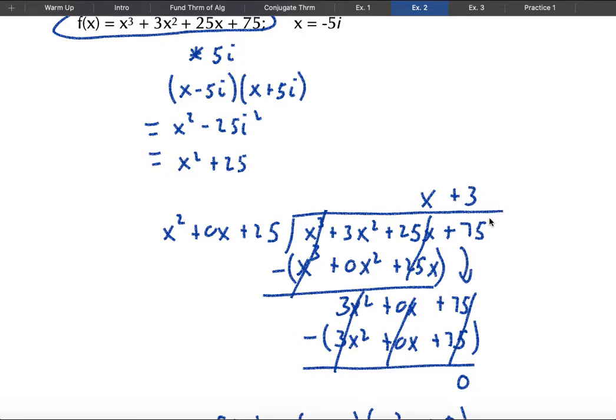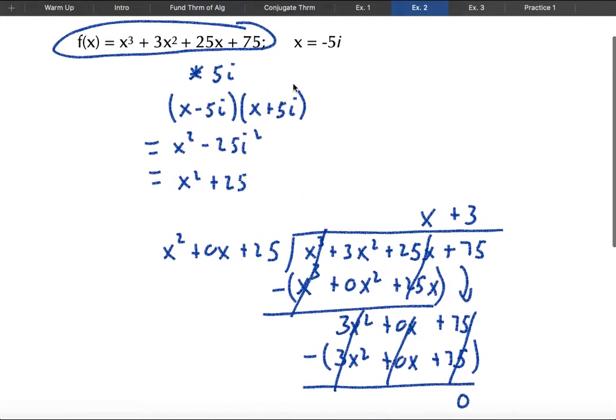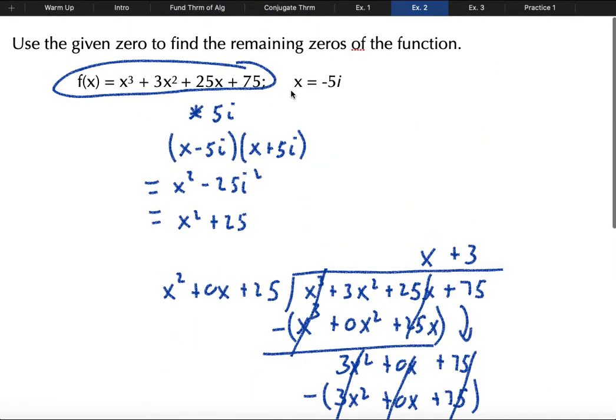Notice this result of x plus 3. What that's saying is that f of x has a factored form of x plus 3 times x squared plus 25. And that means that if x plus 3 is a factor, then x minus 3 is the remaining 0. So you've got this 0 along with the 2 other imaginaries for a total of 3 complex zeros. Okay? Understand this is a real 0, but it's also complex, right? Along with these 2 are imaginary, but they're also complex. Okay?